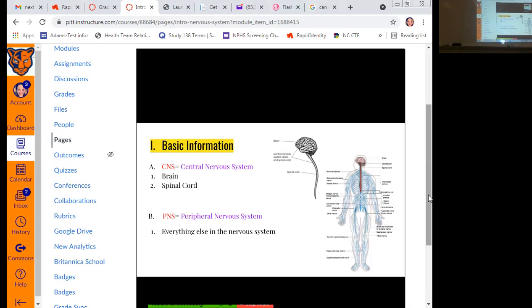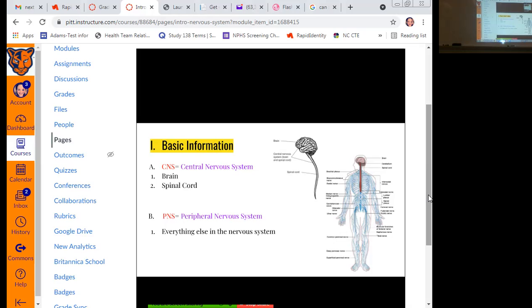When I say central, we think about the center of our body. There's nothing more center than our brain and our spinal cord, right? So that's why it makes sense that those two things are our central nervous system. Everybody hold your thumb up. That's how thick your spinal cord is. It runs through the middle of these vertebrae. That's how thick it is.